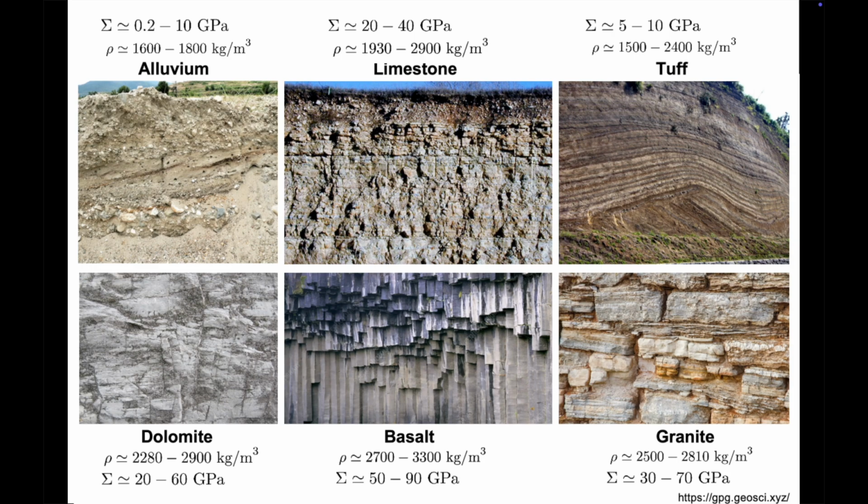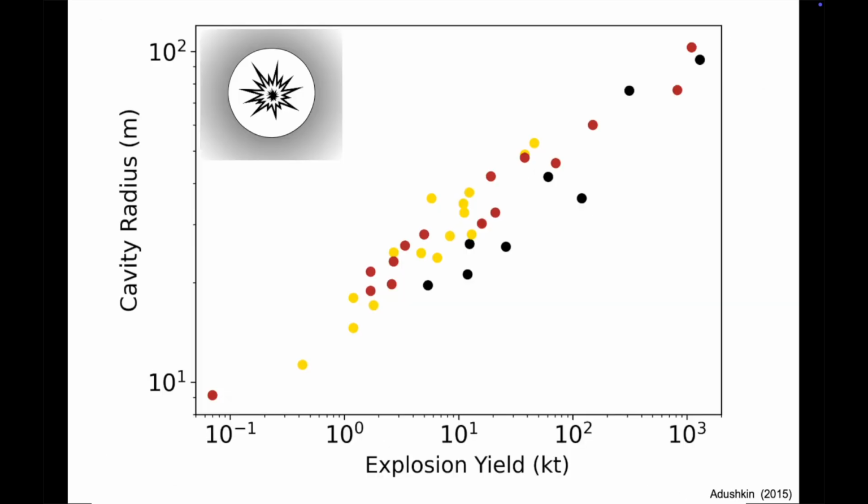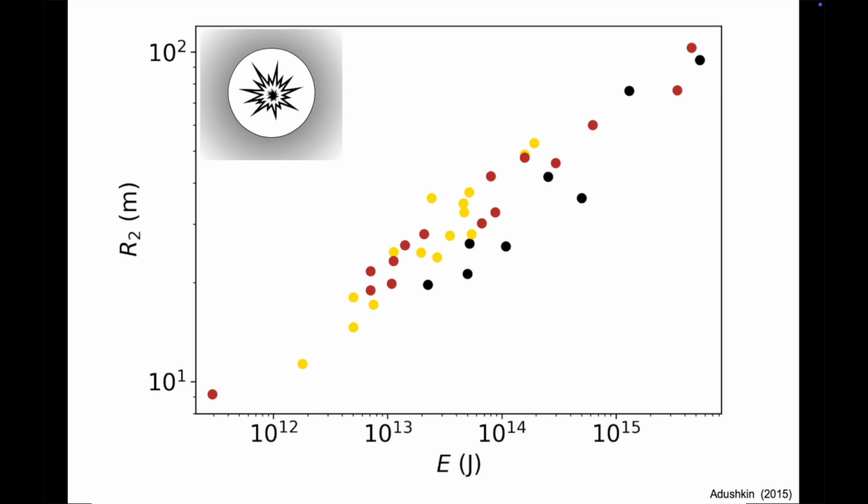Let's start with underground cavities. Plotted here are the radii of the cavities created by a number of underground nuclear tests conducted by the United States. This radius is what we've been calling R2. The horizontal axis is the yield of the explosion, that is its energy E. It is here given in kilotons of TNT equivalent, but we can use the conventional joule as well.